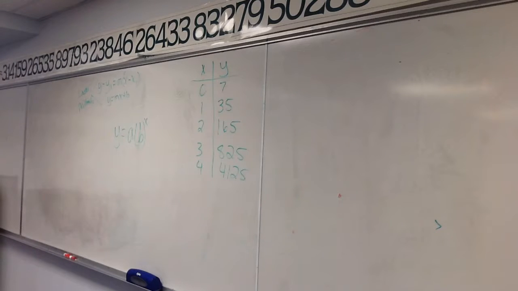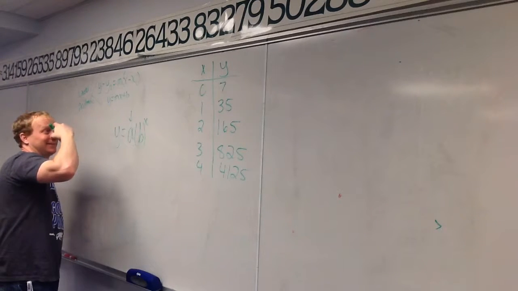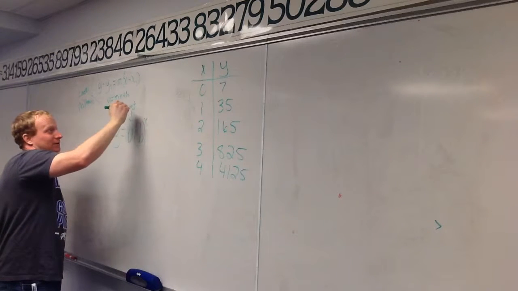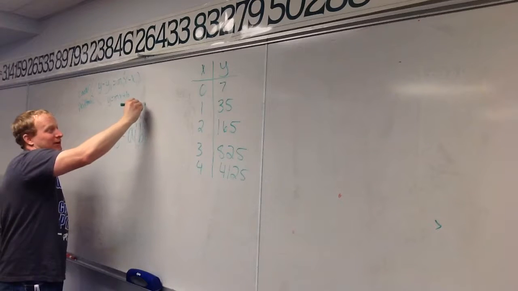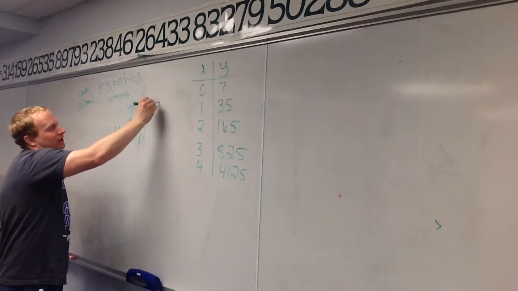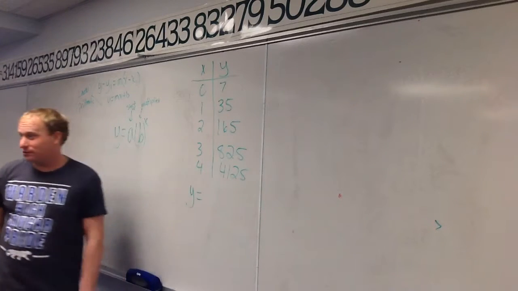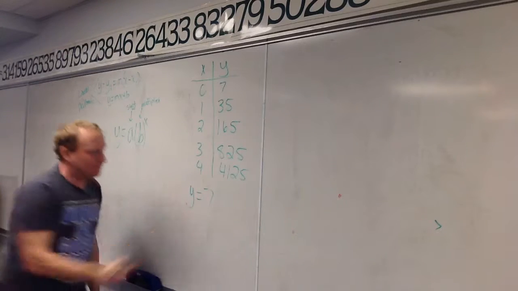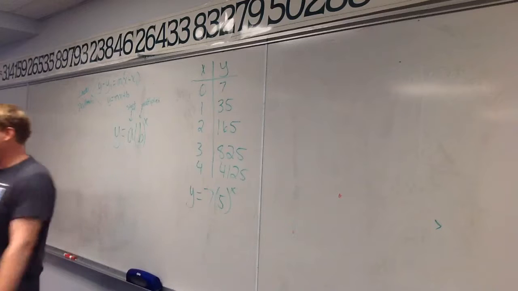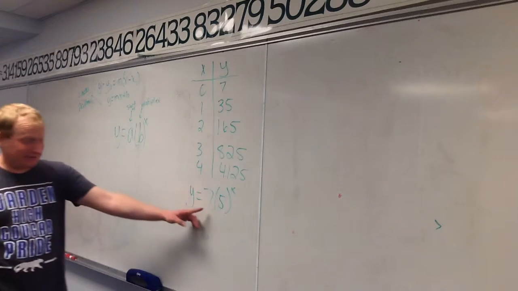Okay, y equals a b to the x. What is this? That's what you start with. What is this? When you multiply by, the multiplier. Okay, so for this table, what would the equation be? Y equals 7 times 5 to the x. That's it, right? Yep. You know why this is the initial value?